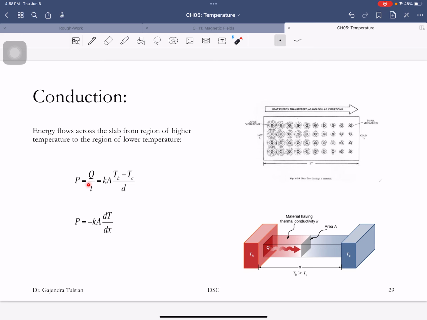So the rate of heat flow, or power, is given by the thermal conductivity of the material, how good a conductor it is, times A, the area of cross section, times the temperature difference between the hot and the cold side divided by the distance. So this formula gives you the rate at which heat is conducted.